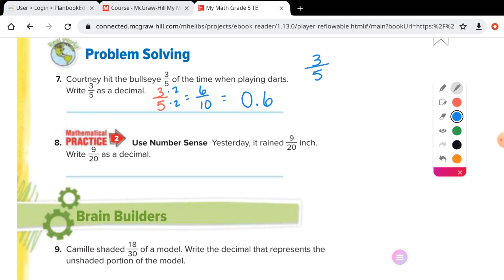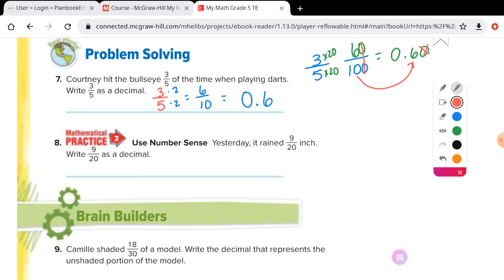If we took that one to 100, 5 times what equals 100, Carter? 20. 5 times 20. So what's 30 times 20? 60. So I'm going to show you here. That would be 0.60. Is that the best answer? No, because we know as a decimal we don't need that end 0, but also I could have canceled those zeros right there to get that 0.6 also.